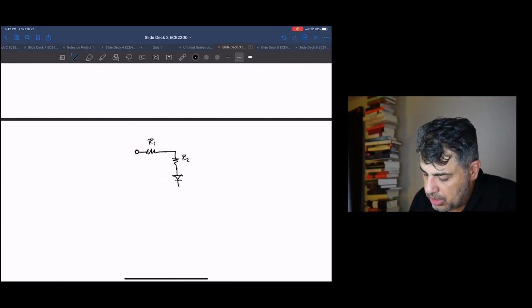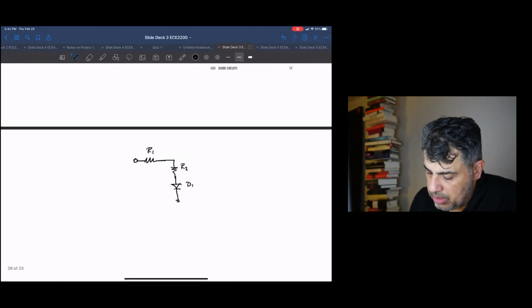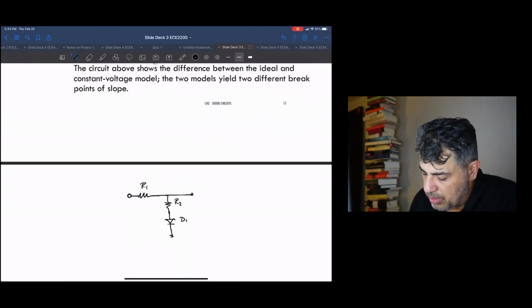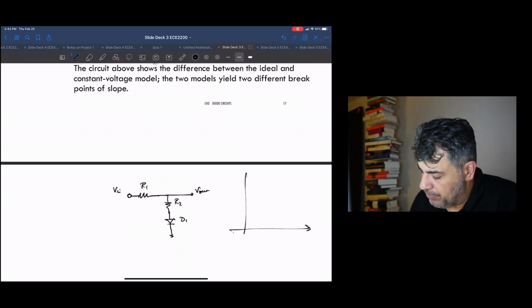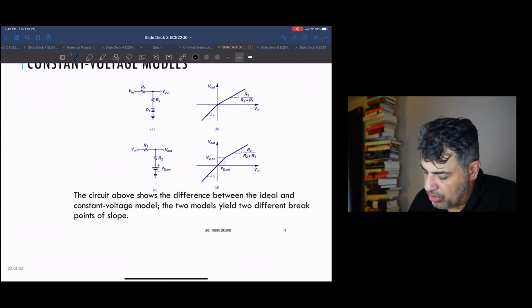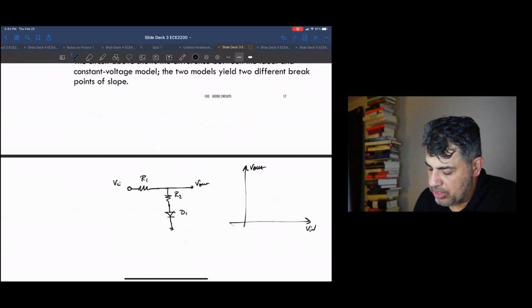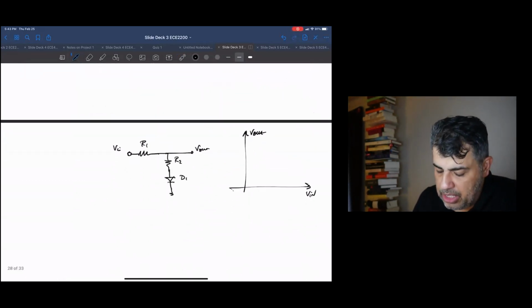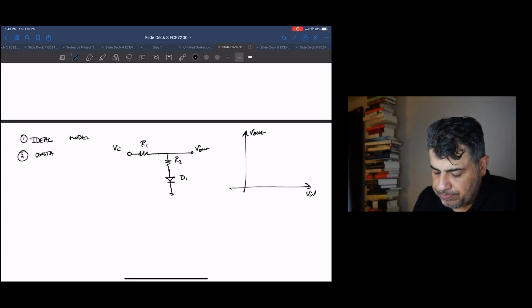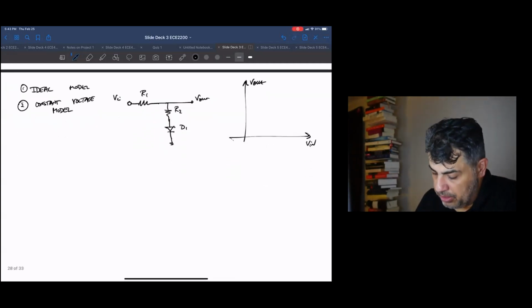R2, and then this is a diode. Okay, so we're going to try to plot the V in versus V out curve, the transfer function. And we're going to do it for the ideal model, and we're going to do it for the constant voltage model. Okay, so let's do it first for the ideal model.